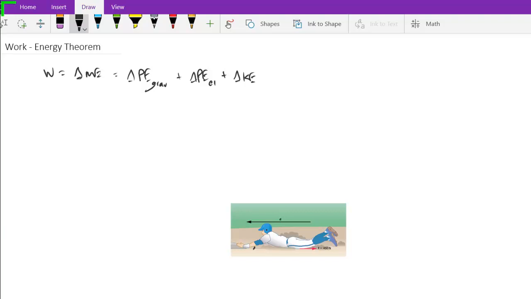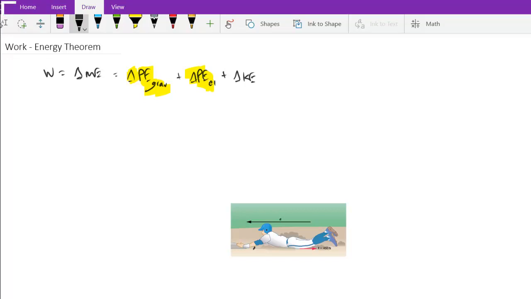Now, of course, we can simplify this down quite a bit. If we're given a problem where we don't have any springs, then we don't even need to bother with the elastic potential energy. Also, if we have no height difference, so something doesn't move up or down, then we wouldn't have to bother with the change in gravitational potential energy either. We just have the change in kinetic energy there. Sometimes, if the work done is equal to the change in kinetic energy, we call it the work kinetic energy theorem. But really, it's just a simplified version of the work energy theorem.